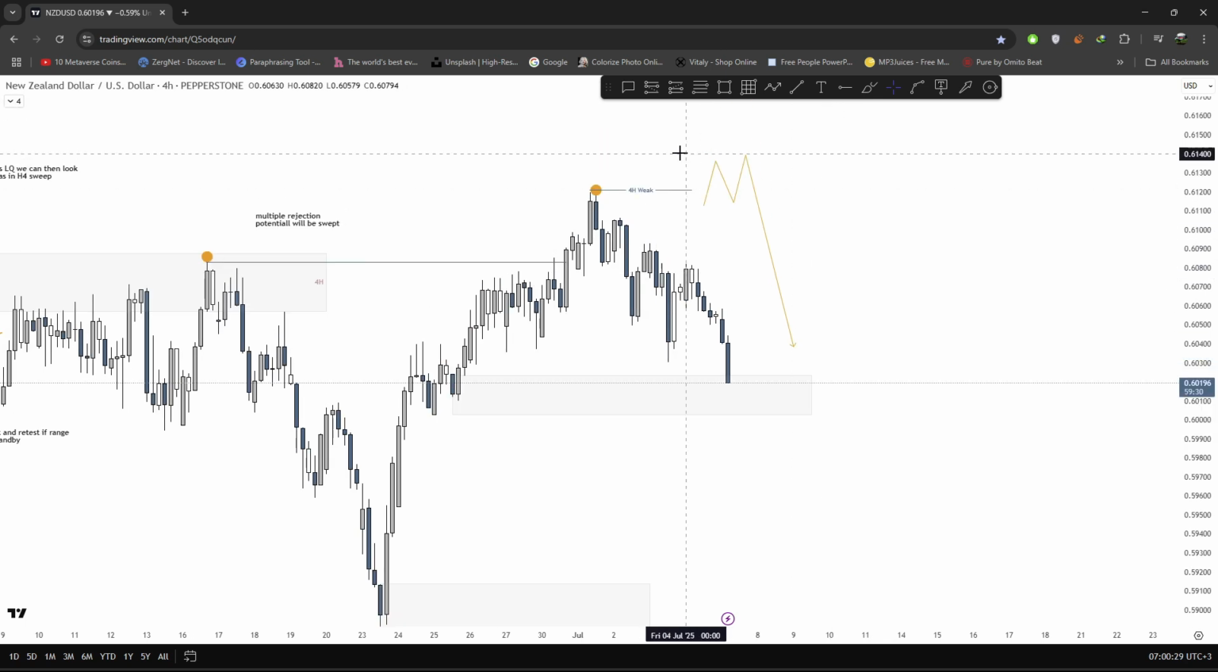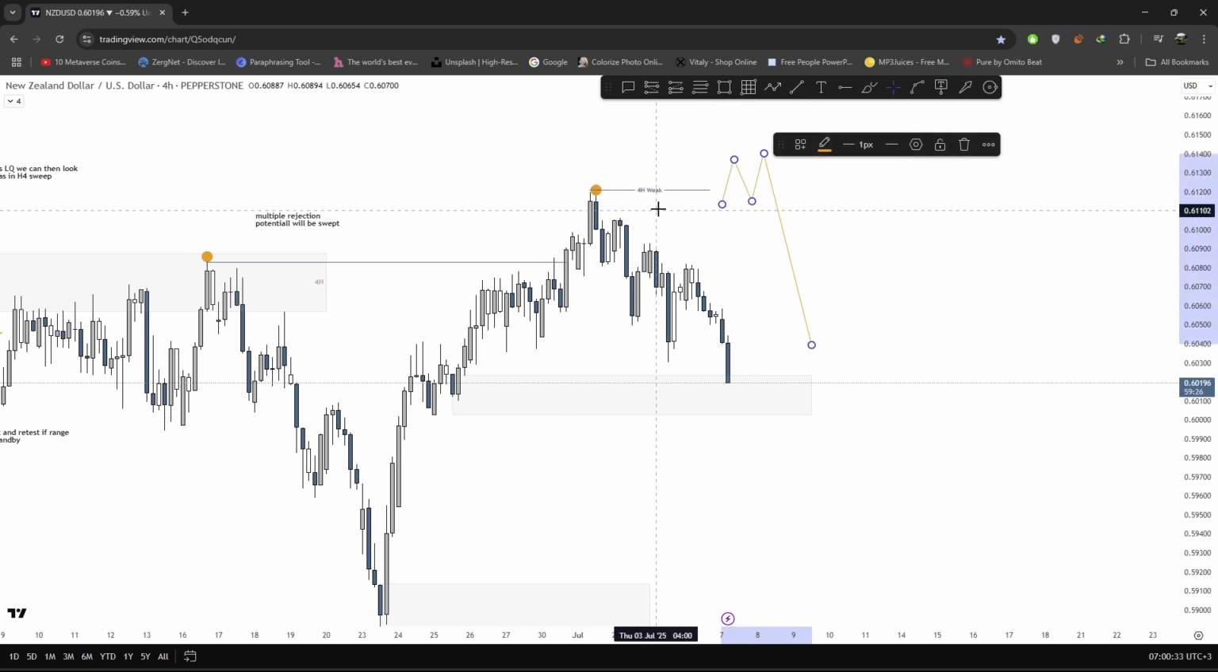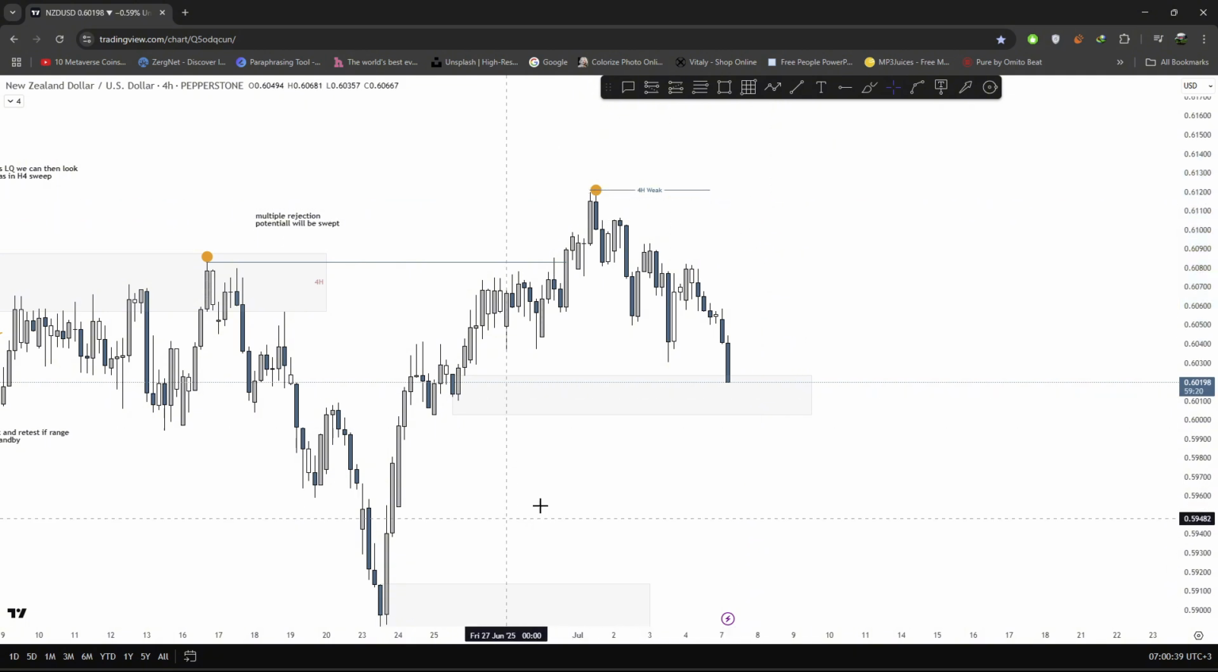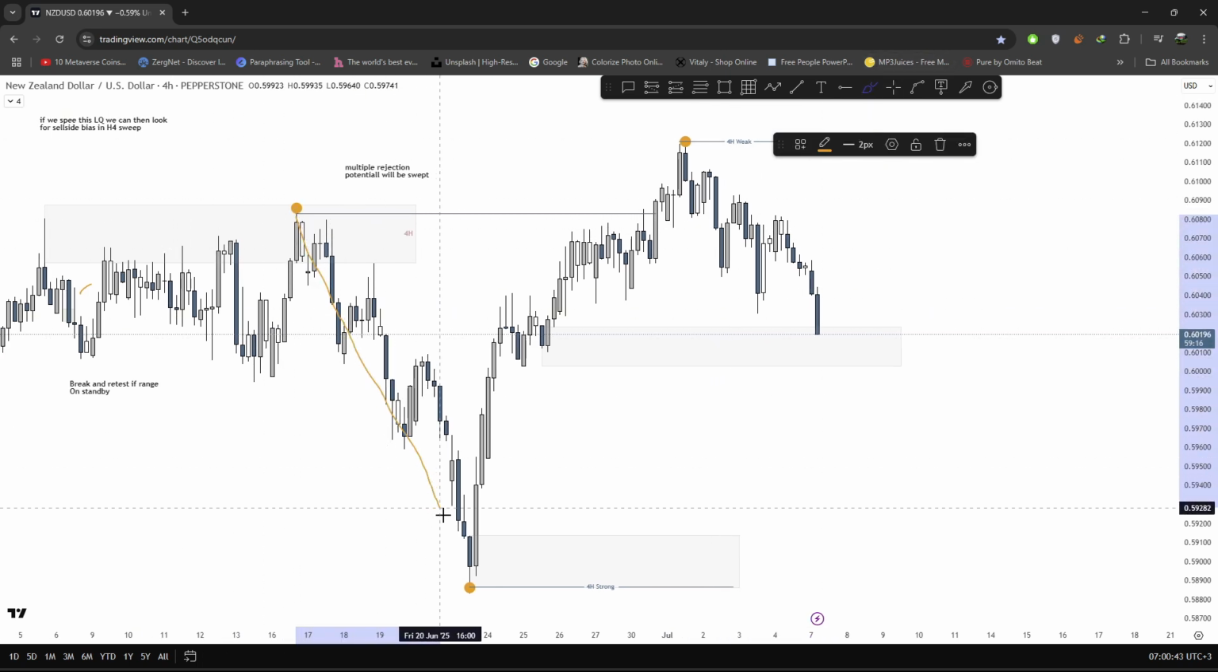NZD USD, about the same thing. We were hoping for price to sort of come back at the 0.61204 levels and then continue selling, but price just continued to the downside. Remember again, sometimes price doesn't have to get back to your region. Looking at swing structure, we did swing, break, and now we are playing that internal pullback to the downside.